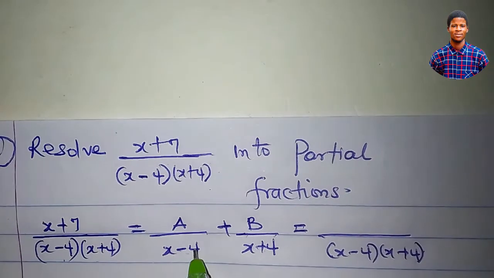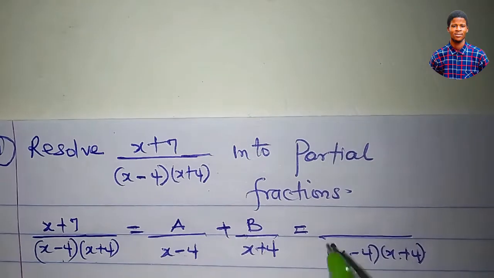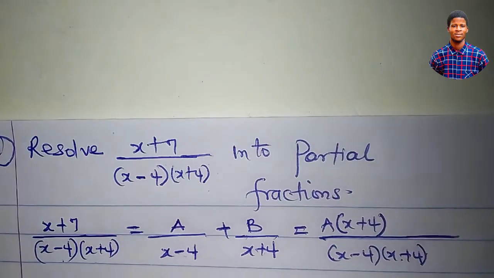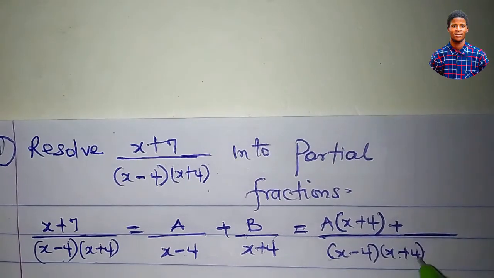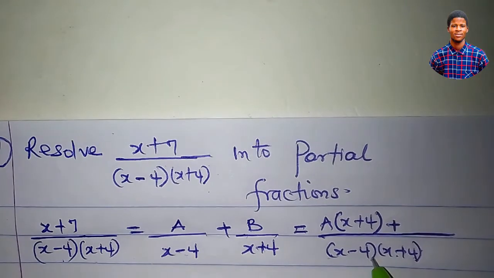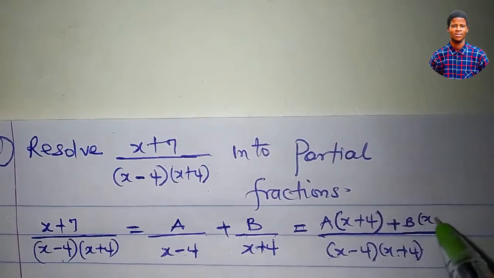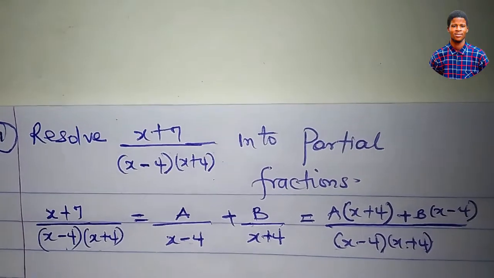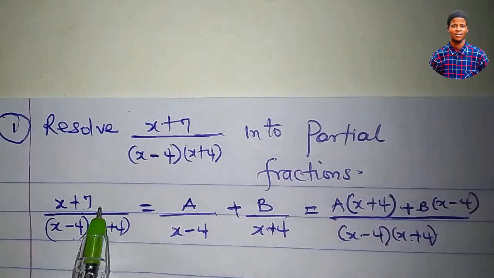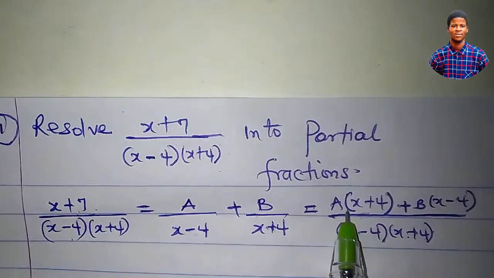This divided by x - 4 is x + 4. x + 4 times A, that's A(x + 4). Plus this again, which is the LCM, divided by x + 4, we have x - 4. x - 4 times B, that's B(x - 4). Now, I'm actually working with these two. Take note, I've simplified this one to get this. So I'm with these two now.